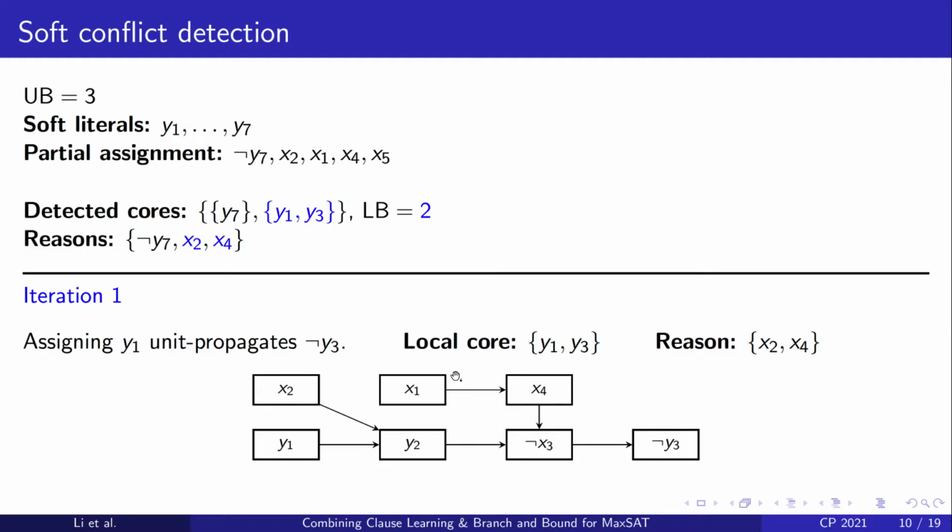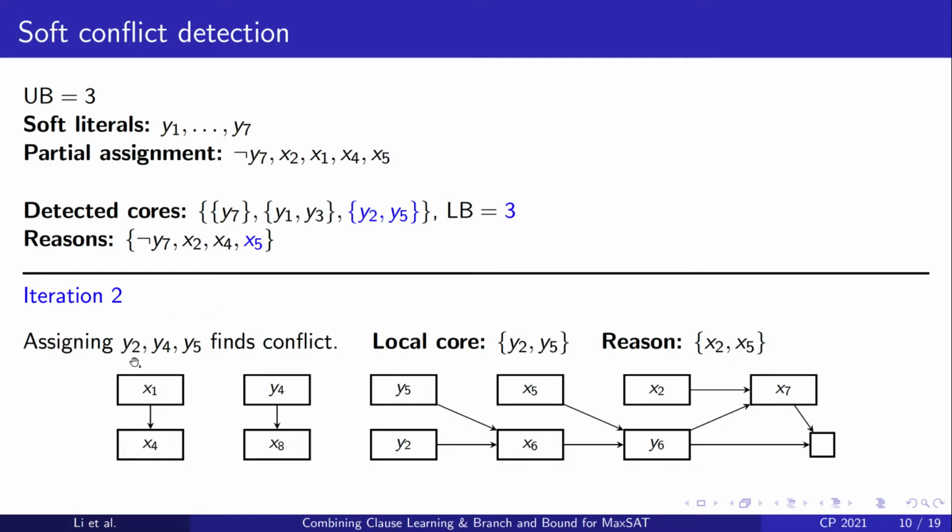In fact, this generates an implication graph like this one, and this is analyzed. I will not explain the details now, but analyzing the implication graph, we can check that the obtained local core is y1, y3, and that the reasons for this core are x2 and x4. So we add one extra core in our set of cores, and we increase the lower bound by 1, and we update the set of reasons for all the cores. And we continue with a second iteration.